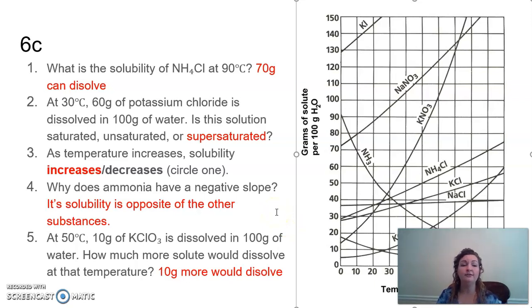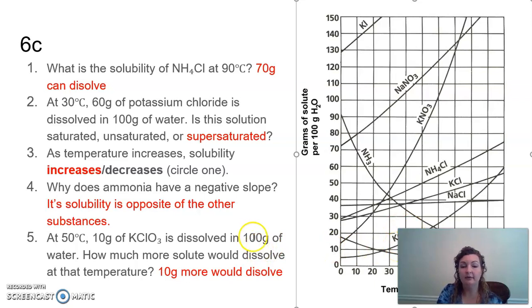And then number 5, at 50 degrees Celsius, 10 grams of KClO3 is dissolved in 100 grams of water. How much more solute would dissolve at that temperature? So if we're looking at this, the very first thing we want to see is the KClO3. So if I look for which one that is, it's right here. You guys can see that behind my face over here.